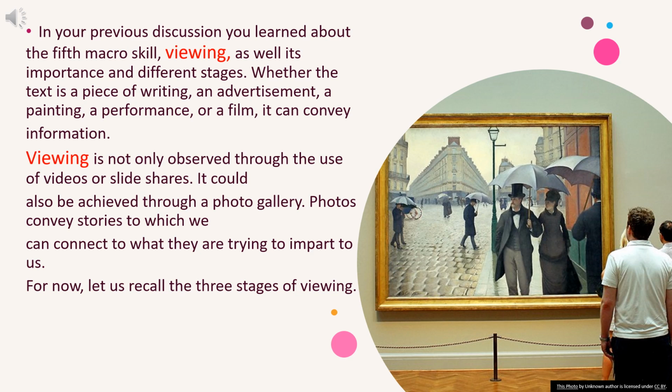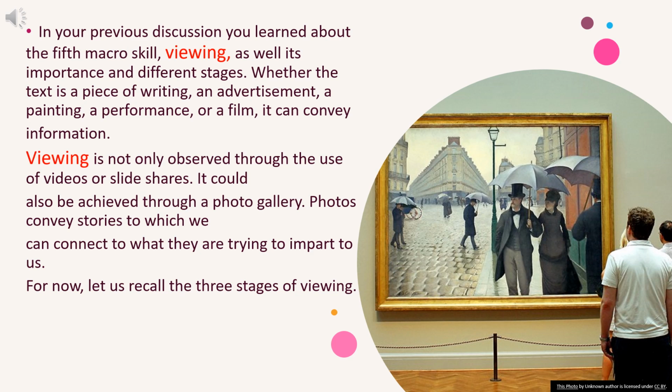In our previous discussion, you learned about the PIP macro scale viewing, as well as its importance in different stages, whether the text is a piece of writing, an advertisement, a painting, a performance, or a film, it can convey information. Viewing is not only observed through the use of videos or slide shares, it could also be achieved through a photo gallery. Photos convey stories to which we can connect to what they are trying to impart to us. For now, let us recall the three stages of viewing.